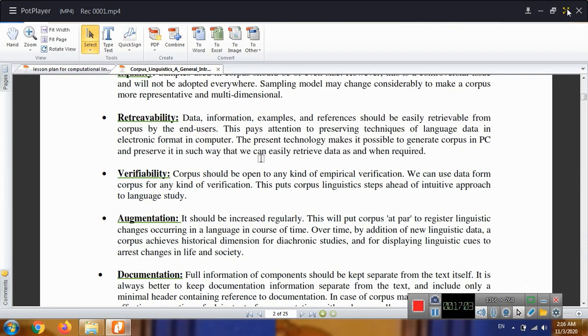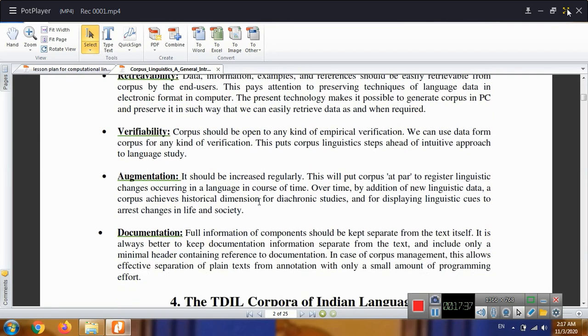retrievability. Data, information, examples, and references should be easily retrievable from the corpus by the end users. This pays attention to preserving techniques of language data in electronic format in the computer. The present technology makes it possible to generate a corpus on a PC and preserve it in such a way that we can easily retrieve data when required.